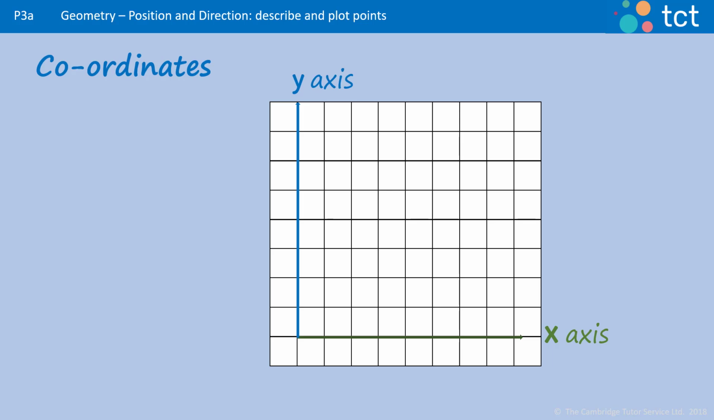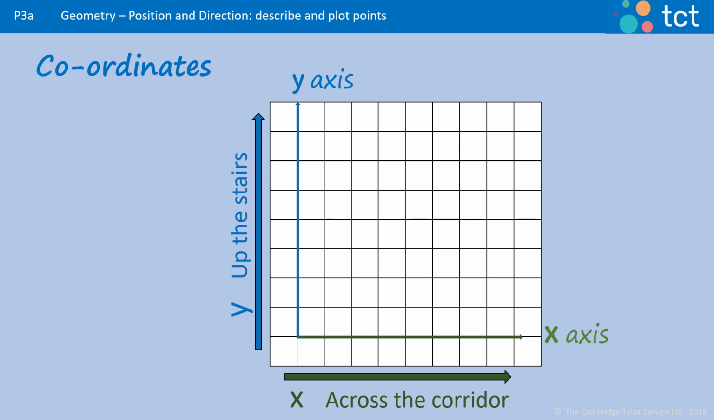When I was learning about these at school, the way I remembered them was the x-axis goes across the corridor, and because the x looks like a cross, I always remembered that it was across the corridor. The y-axis, at this stage, it just goes up. Whenever I was sent upstairs to bed, why do I have to go up the stairs? That was how I remembered it. You might have a better way.